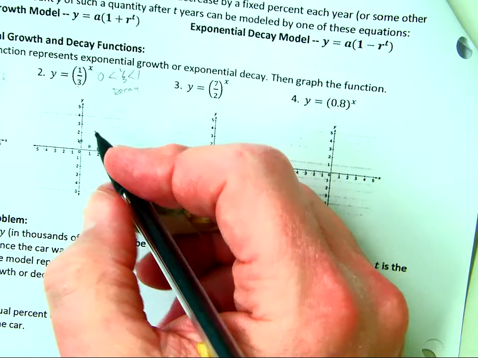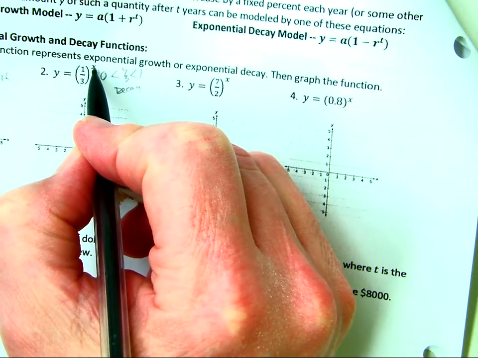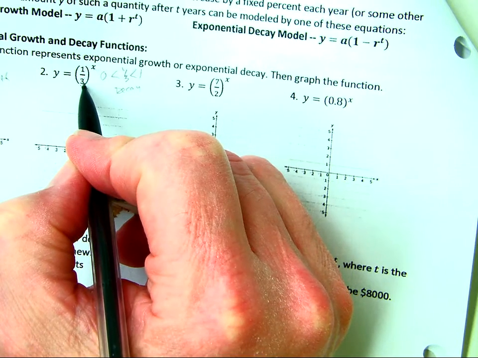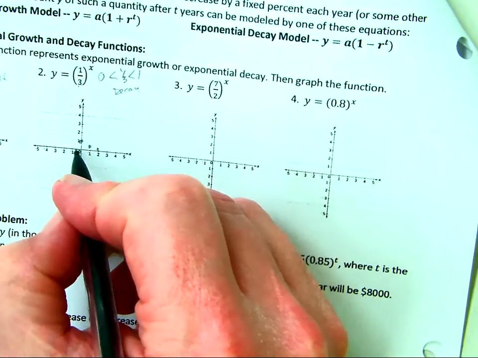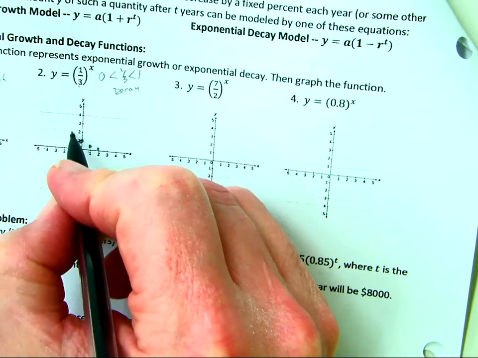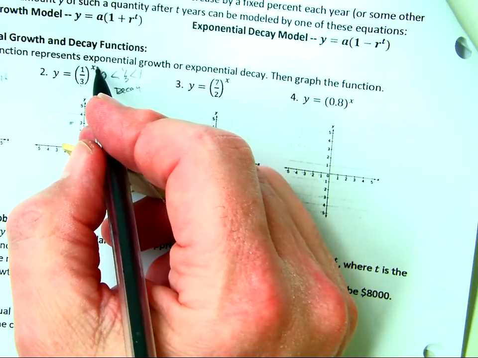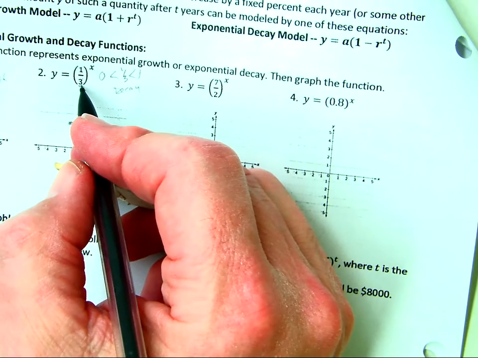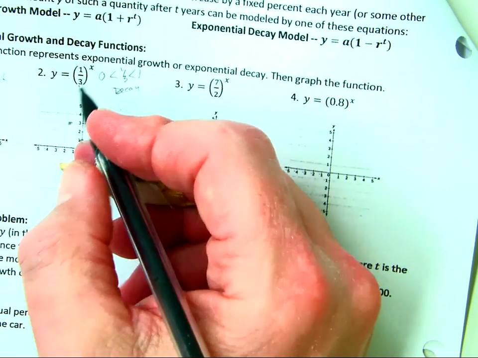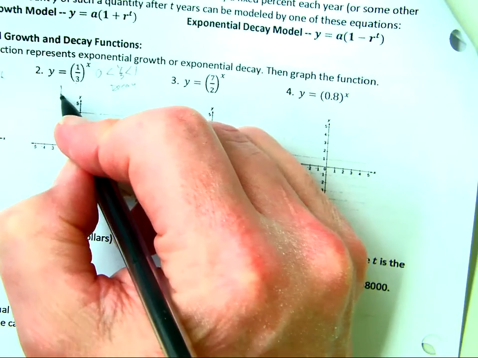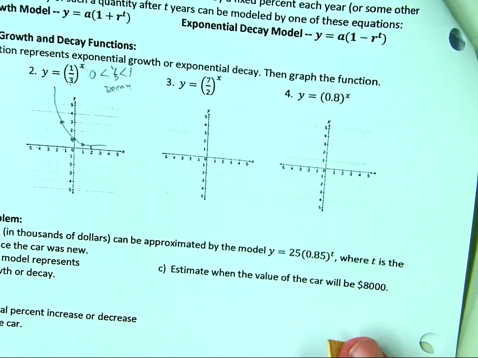Now, if x is a negative 1, remember, if the exponent's negative, that means it's the reciprocal. Well, the reciprocal of 1/3, if you flip it over, is 3. So 1/3 to the negative 1 is 3. So if I let x be negative 1, y is 3. If x was negative 2, that would be 1/3 squared, which is 1/9, and then the reciprocal would be 9 over 1. So that graph is going to look something like that.